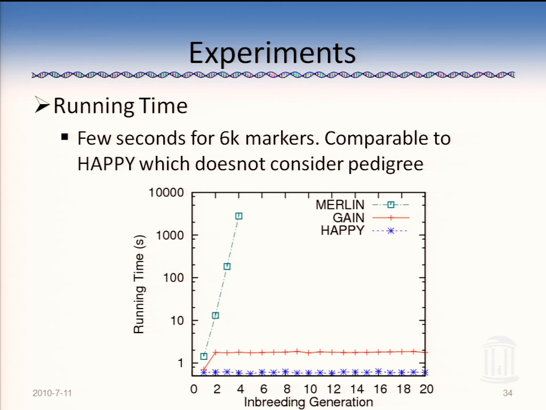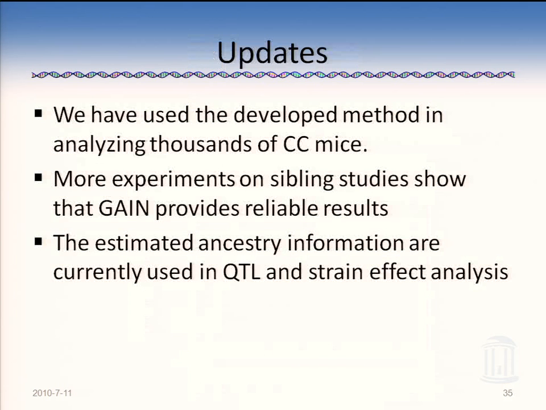The running time grows with the number of generations, and after the 4th generation it could take a while to process a single chromosome. HAPPY is faster than our algorithm, but you really can't tell the difference between seconds. But the problem of HAPPY we have already mentioned. We have currently used the method on thousands of cross mice, and there are more extensive experiments on sibling studies that show that our algorithm actually provides good results. Certain ancestry information is currently used in effect.